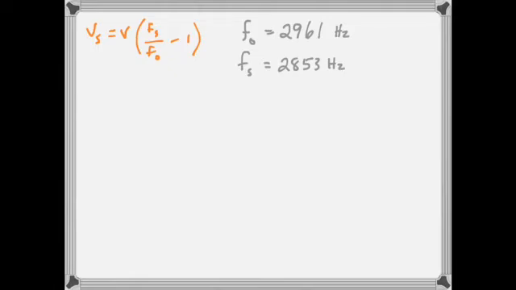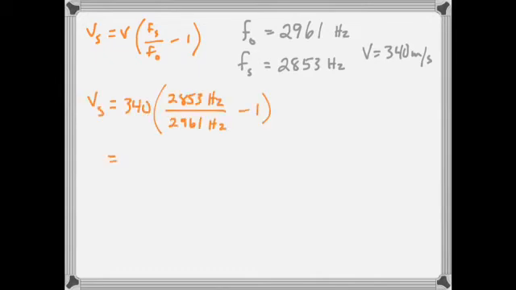The Scion XD. Velocity of sound, 340 meters per second. Let's plug those numbers in. Let's simplify. Negative 12.4 meters per second.